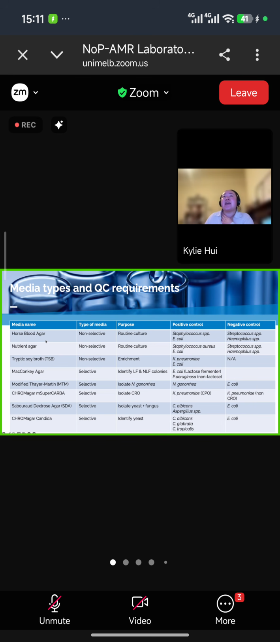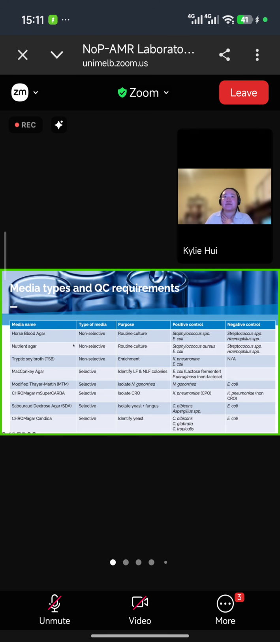So for example, horse blood agar is a non-selective agar, and the purpose is for routine culture. So what we want for a positive control is a non-fastidious organism, anything that will grow. I've just put in Staph species or E. coli. Our negative control will be something fastidious that won't grow on the horse blood agar. Maybe not Streptococcus species, but things like Haemophilus species that won't grow on our horse blood agar.